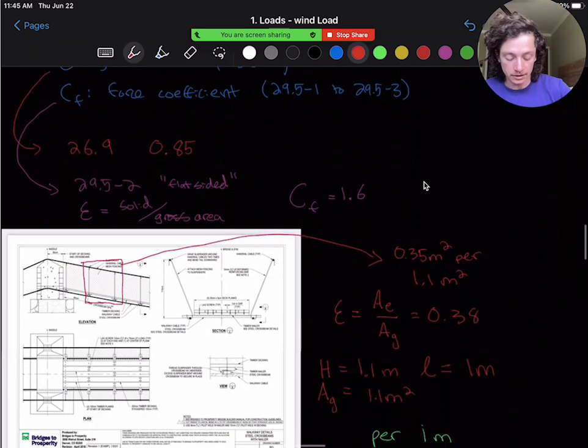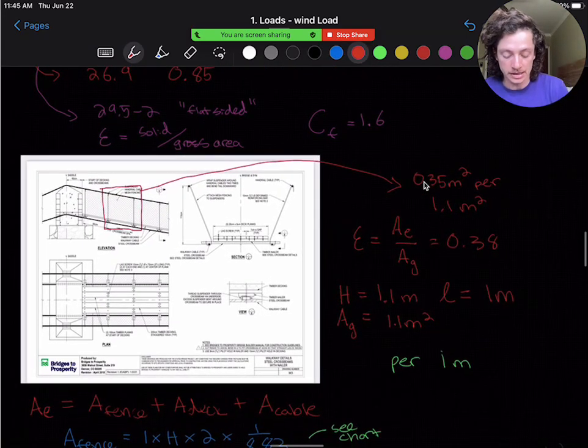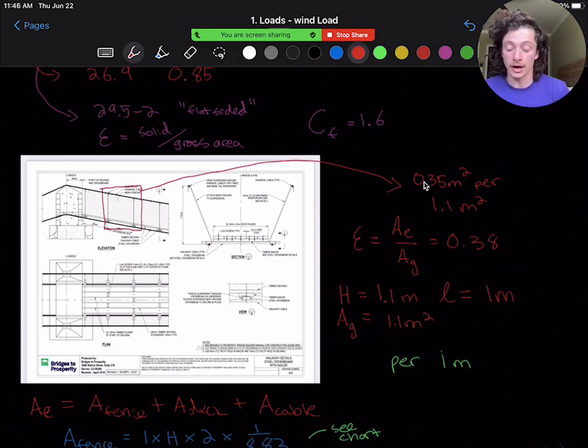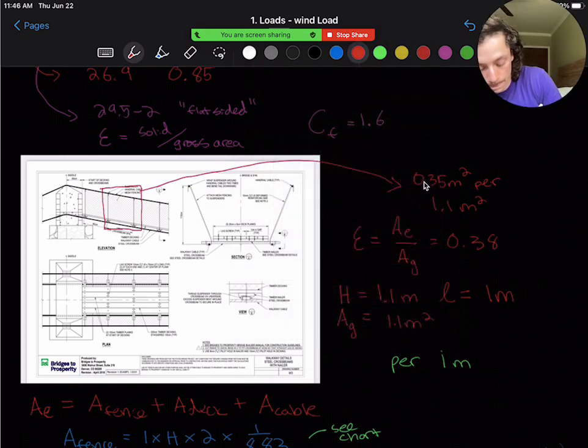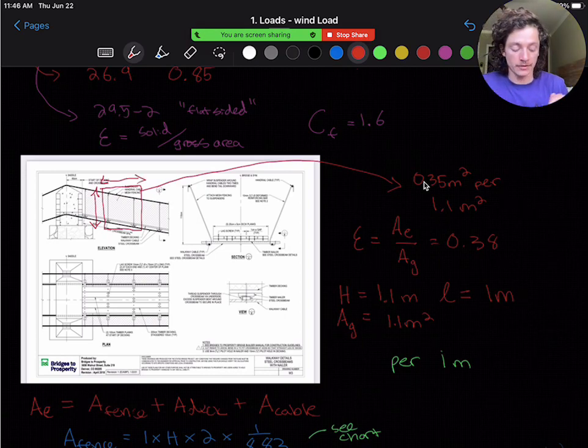And then we'll take a look at our walkway detail here. And we can see that we have approximately 0.35 meters squared per 1.1 meters squared of gross area. So what that means is for a height of 1.1 meters and per 1 meter along the walkway, we have a gross area of 1.1 meters squared.